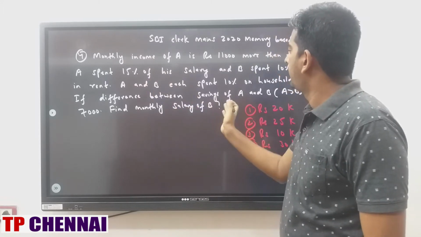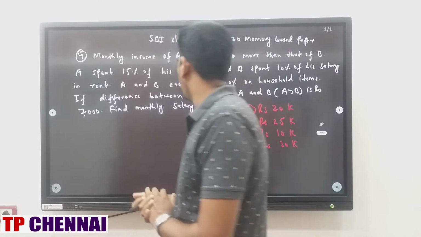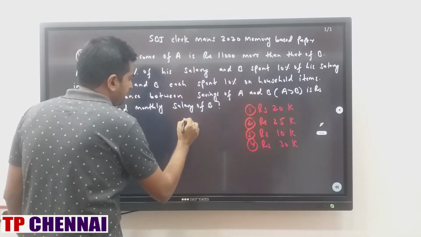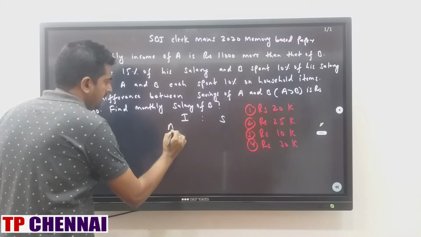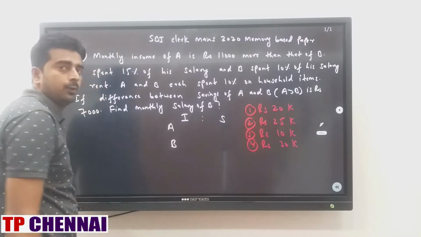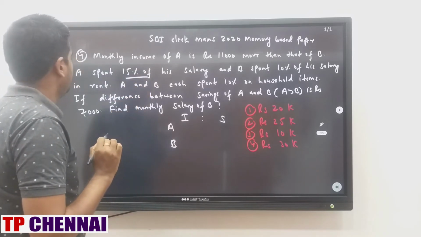Saving part is a difference you can calculate, right? But we will see this question by the ratio method. So I am writing here income and I am writing here saving. This is A, this is B. Observe carefully. Initially A spent 15% of his income in rent.